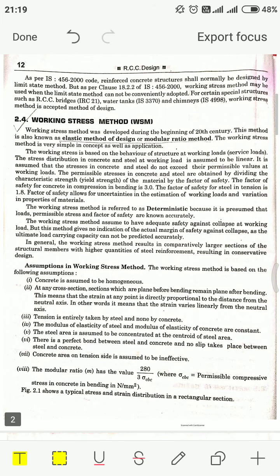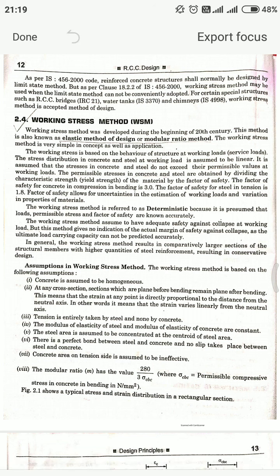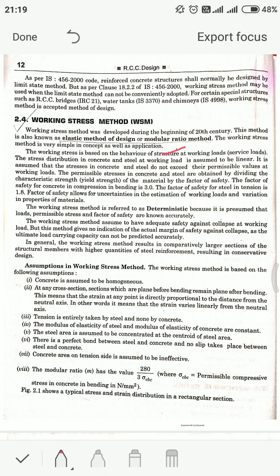What is the working stress method? The working stress method was developed at the beginning of the 20th century. This method is also known as the elastic method of design or modular ratio method. The method is simple in concept as well as application. Basically, it is based on experience with different kinds of structures. It is based on the behavior of the structure at the working load, and the stress distribution in the concrete and steel at the working load is assumed to be linear.